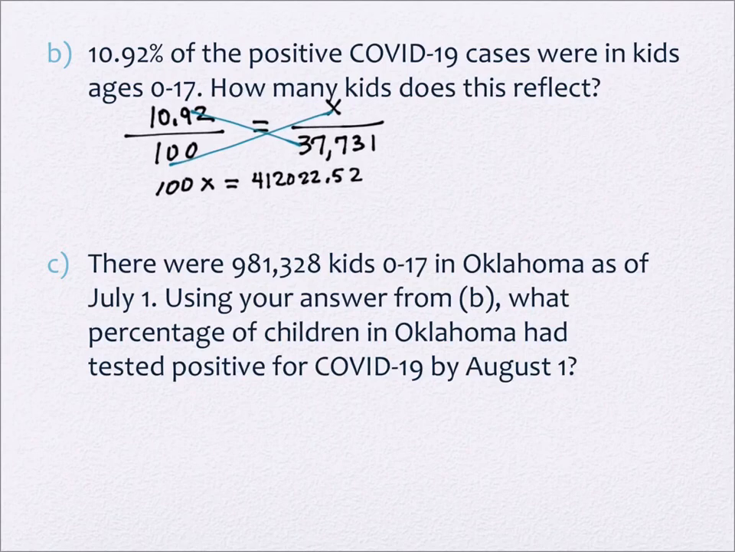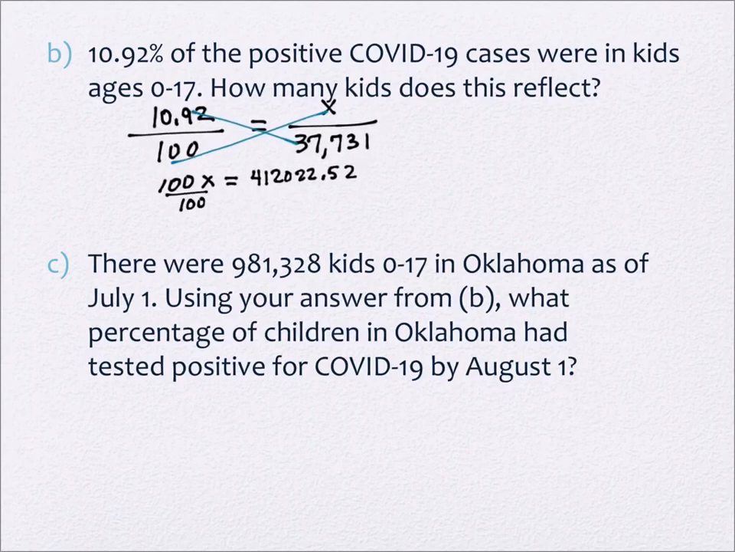And then what would we do? Yep, we divide by 100. So when we divide by 100, what will we get? And we have to round to a whole number because this is the number of people. There's no partial children running around. 4,120. So it's 4,000 kids. So there were about 37,000, almost 38,000 people total who had contracted it in Oklahoma, and 4,000 of them were children, ages 0 to 17. Okay?